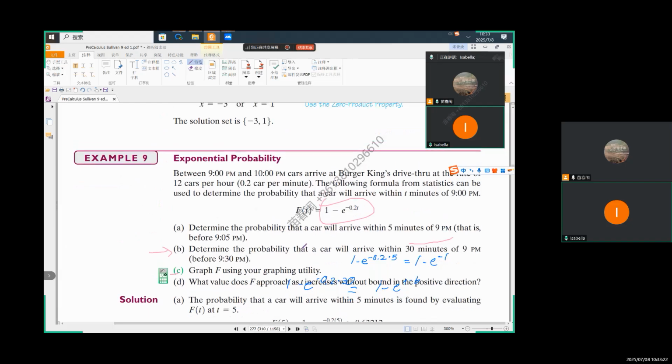Okay, 1 minus e to the 0.2 e... Oh, and t, I guess. I don't know. Oh, okay. It looks like this.